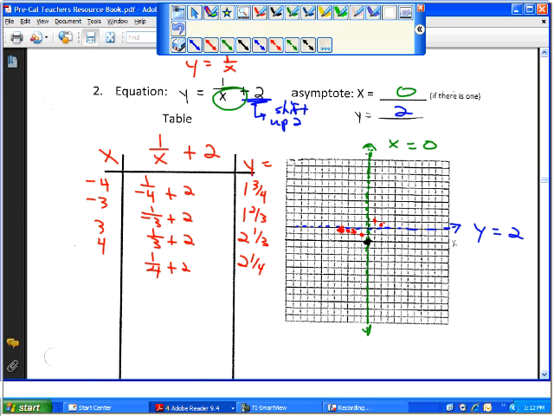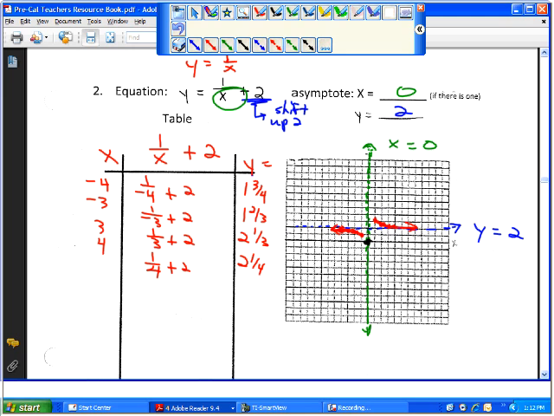3, 2 and 1/3. 1, 2, 3, 2 and a third. That's approaching this one. We're kind of getting close to the blue asymptote with all these numbers. Okay? 4, 2 and a fourth. 1, 2, 3, 4, 2 and a fourth. Now you can see that what we've got is this going on. We're getting this and we're getting this. We're still not getting those points close to the green asymptote.